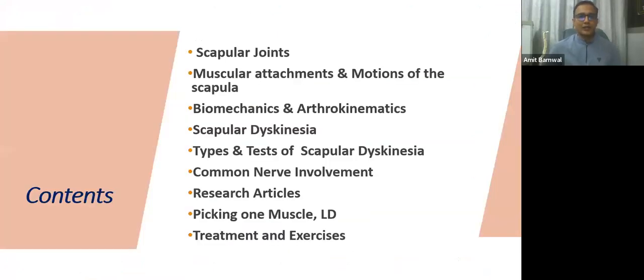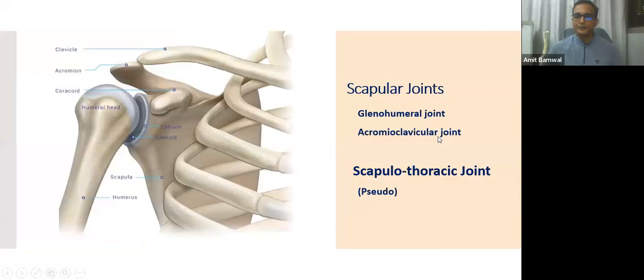So the content of the presentation is: the scapular joint, muscular attachments, motions of the scapula, biomechanics and arthrokinematics, scapular dyskinesia, types and tests for scapular dyskinesia, common nerve involvements, some latest research articles, and treatment and exercise plans. And one more, picking one muscle among all the attachments on the scapular bone. So let's start.